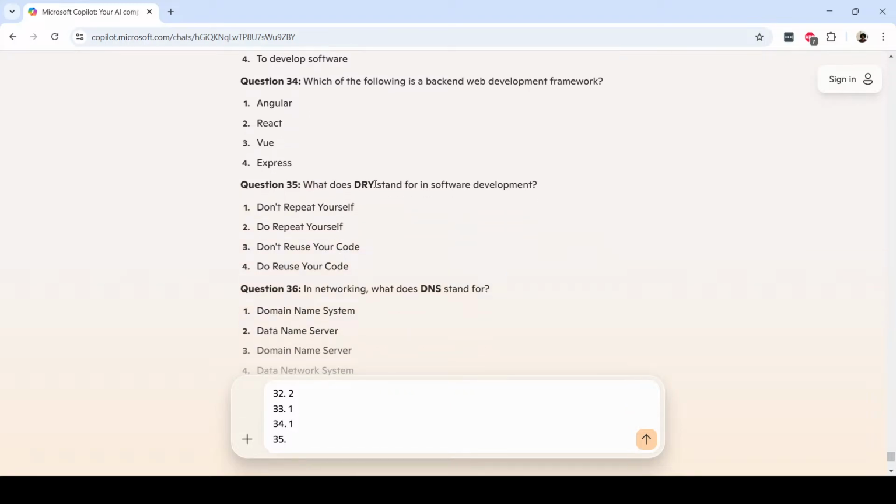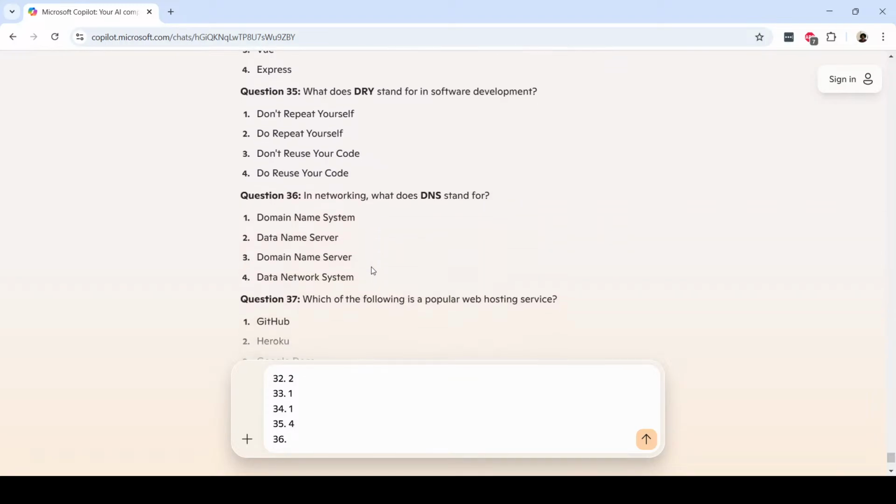What does DRY stand for in software development? Don't repeat your code. Even I heard this one for the first time. In networking, what does DNS stand for? Domain Name System.